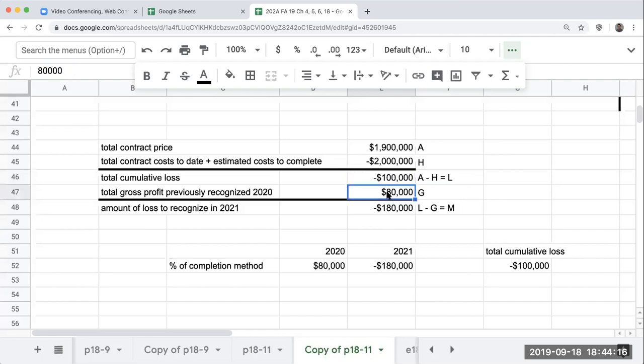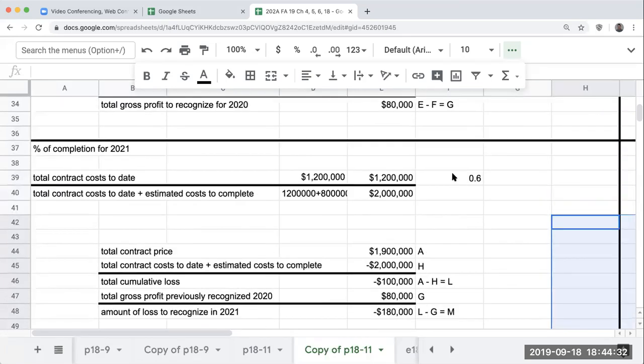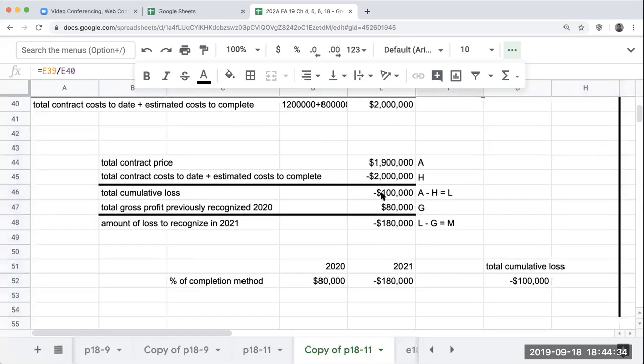I should not have recognized profit, but I did. So I have to take more of a loss this year to make up for that profit that I should not have taken now that my contract is at a loss. So when we're at a loss, it's important that even though we may be 60% complete, we recognize all losses immediately.